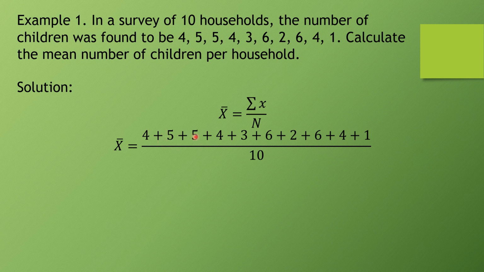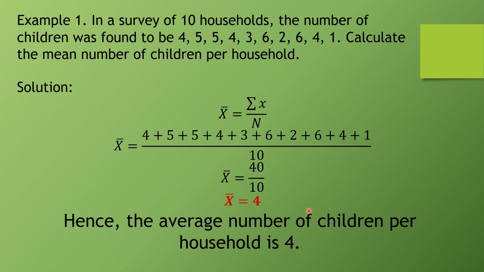4 plus 5 is 9, plus 5 is 14, plus 4 is 18, plus 3 is 21, plus 6 is 27, plus 2 is 29, plus 6 is 35, plus 4 is 39, plus 1 is 40. So we have here the total of 40. So x bar is equal to 40 over 10. 40 divided by 10, that is 4. Hence, the average number of children per household is 4. So we have our answer as 4.